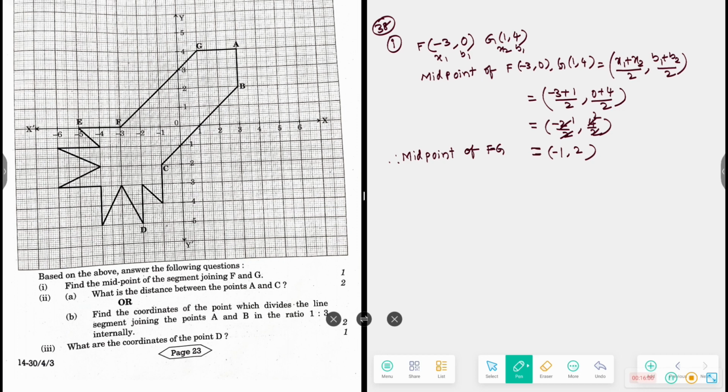One more question. Now second question. Second question they are asking to find the distance between A and C. So again we have to write the coordinates of A and C both. What are the coordinates of A? 3 comma 4. Coordinates of A 3 comma 4, and coordinates of C are -1 comma -2. Now we have to find out the distance. So here we have to use distance formula.